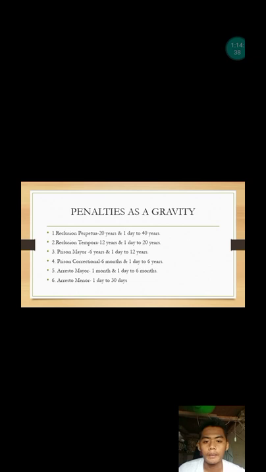Penalties by gravity. Gravity is the sentence, or how long the sentence is. Reclusion perpetua is 20 years and 1 day to 40 years. Reclusion temporal is 12 years and 1 day to 20 years. Prision mayor is 6 years and 1 day to 12 years. Prision correccional is 6 months and 1 day to 6 years. Arresto mayor is 1 month and 1 day to 6 months. Arresto menor is 1 day to 30 days.